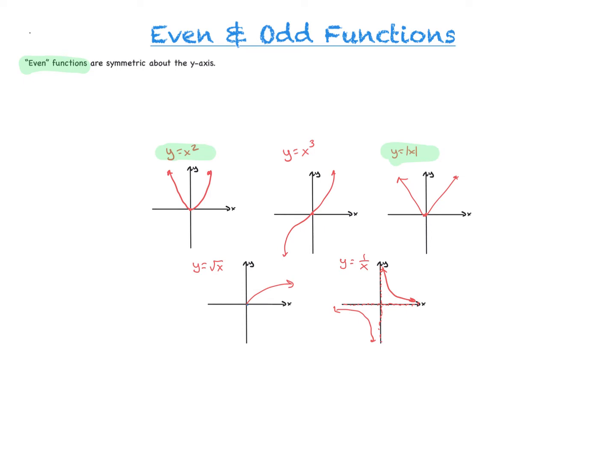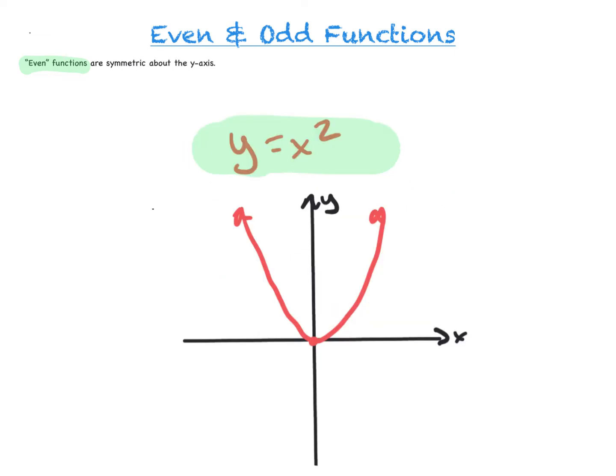So let's discuss specifically even functions and why they're reflective, or symmetric, about the y-axis. Let's take y equals x squared. What I want you to notice is that if we have an x value like x equals positive 1, and we go up and over, we would have y equals 1 squared, or y equals 1.